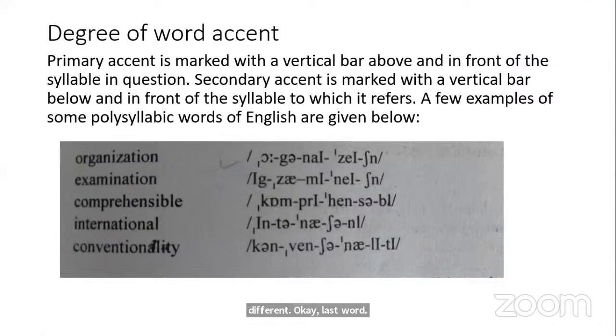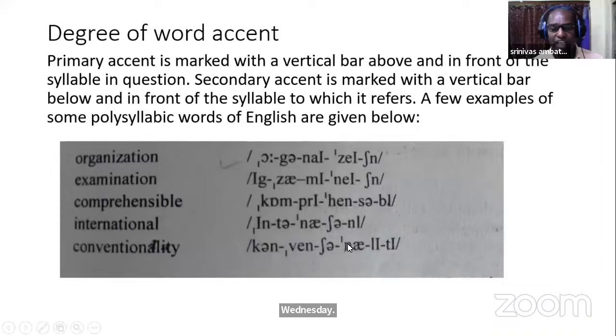Last word. Conventionality. Conventional. So, primary accent is on the na sound. Secondary accent here is after kan. Second observation, do you see the slant lines here? This is the indication of phonetics. Whenever you are writing the script, you have to use this line.